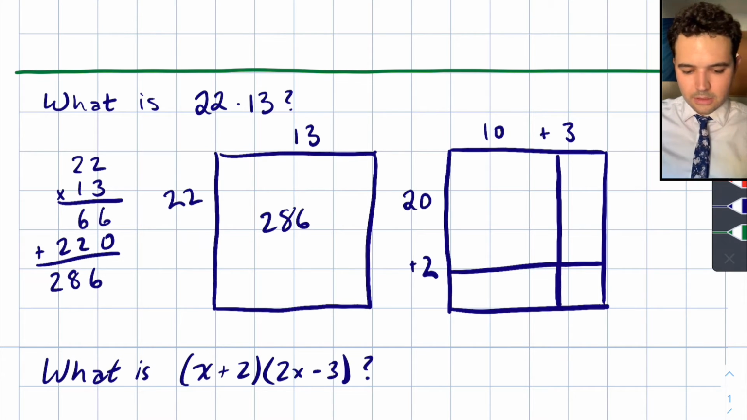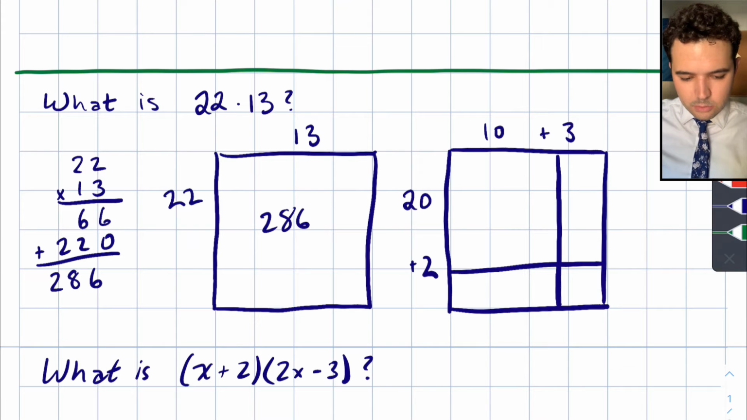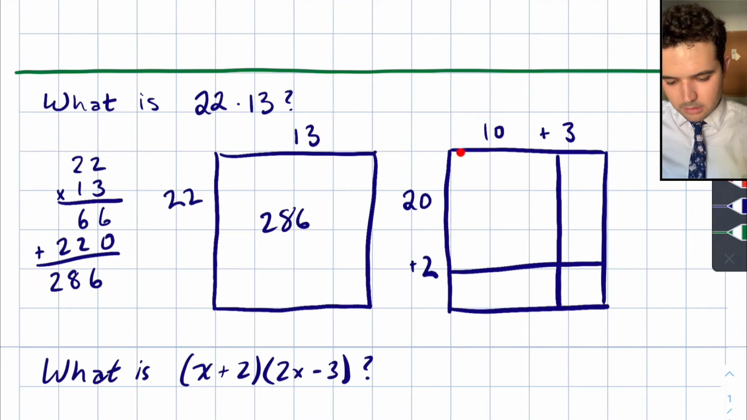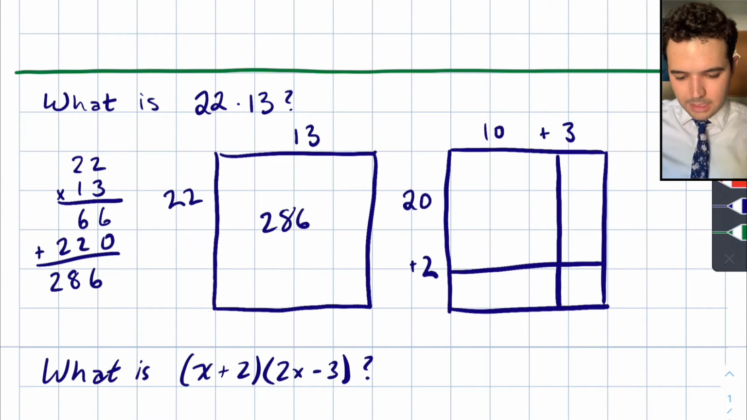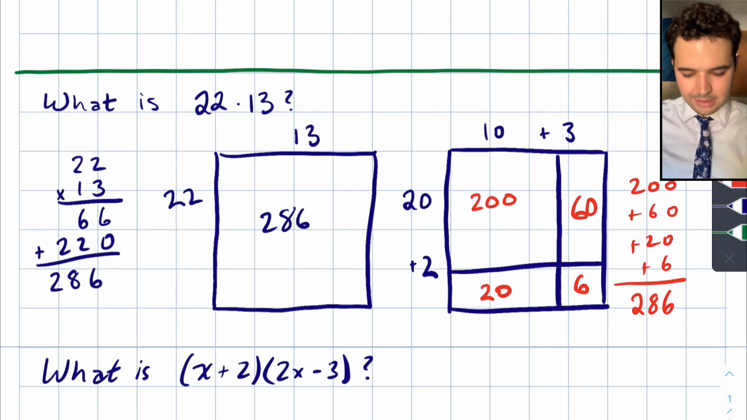Now, if I find the areas of all of these sub-rectangles and I add them all together, it should be the same area, right? But I've broken it down into smaller, easier problems. Now I can see that this rectangle right here is a rectangle that is 10 by 20, or has an area of 200. The second one has an area of 3 by 20, which is 60. There we go. 10 by 2 for an area of 20, and then finally 3 by 2 for an area of 6. And adding those all together, we get an area of 286.